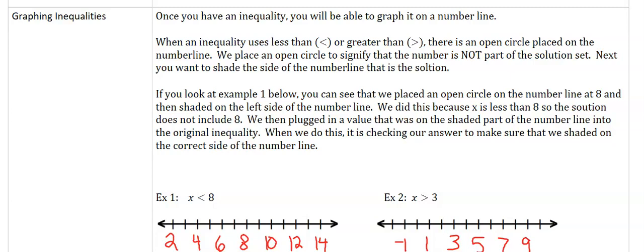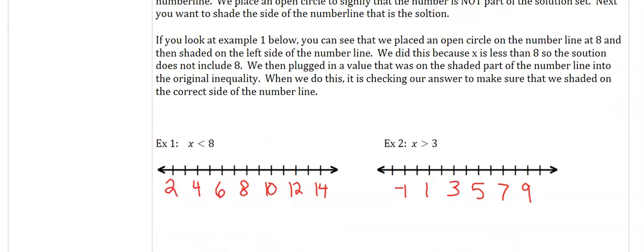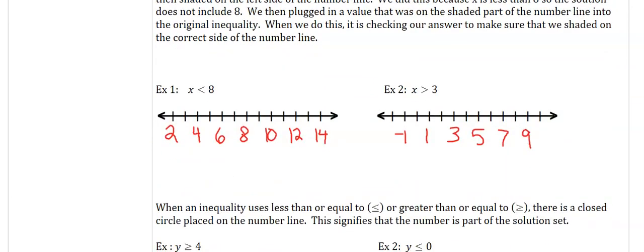So right now, if we look at example 1, you can see that we want to place an open circle on 8. And now if we read, we have x is less than 8. So we want to shade on the left side of the number line. Now if we plug in a value on this side, so we plug in 4 for x, 4 is less than 8. So we know that we are correct.